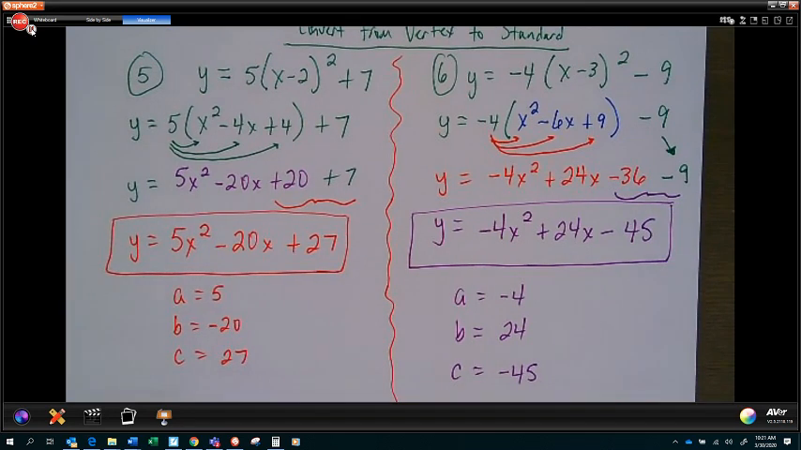At this point, part 1 of our lesson is over. Next time we will be finishing this by finding the axis of symmetry and converting from standard form back to vertex form.